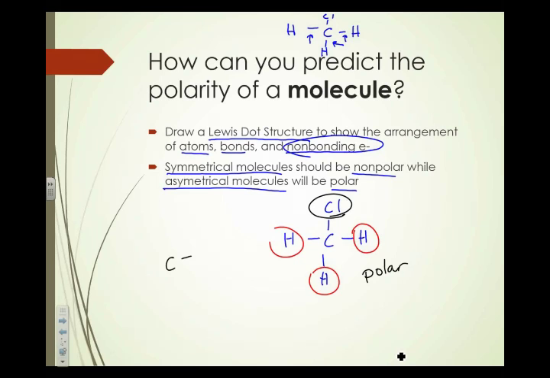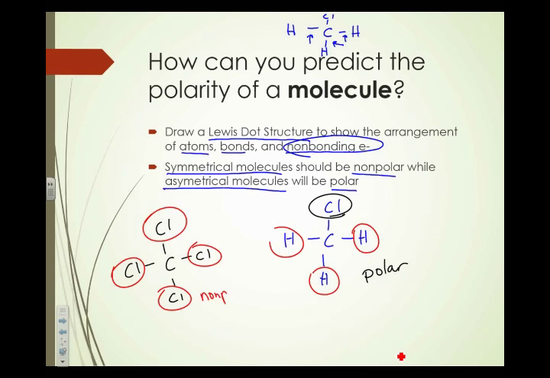If, on the other hand, I had carbon attached to chlorine, and chlorine, and chlorine, and chlorine, everybody is all the same attached to my central atom, so this would be a nonpolar molecule. It's symmetrical.